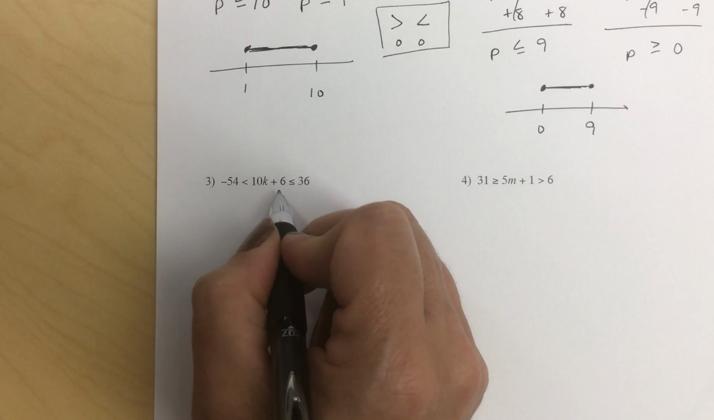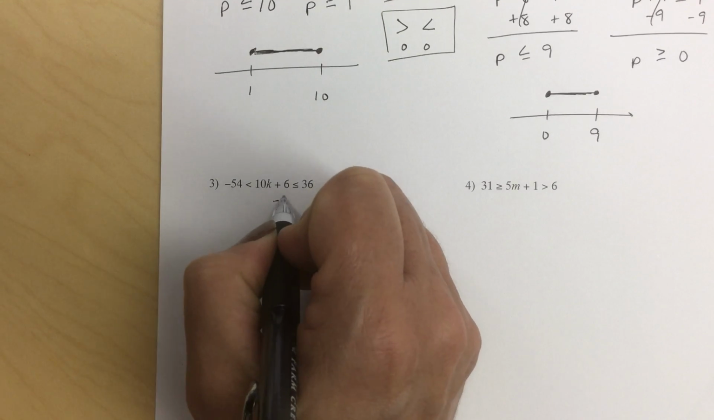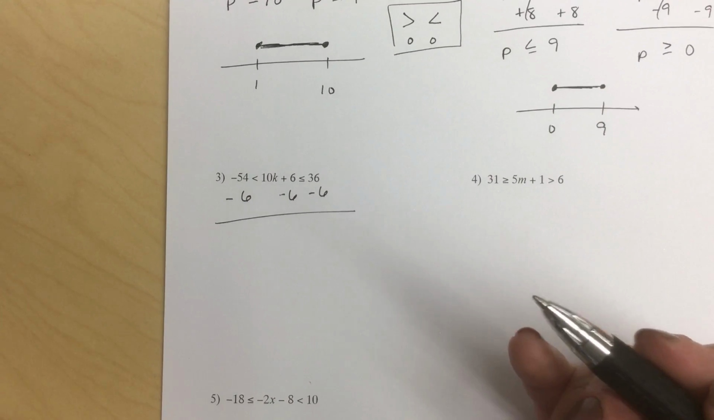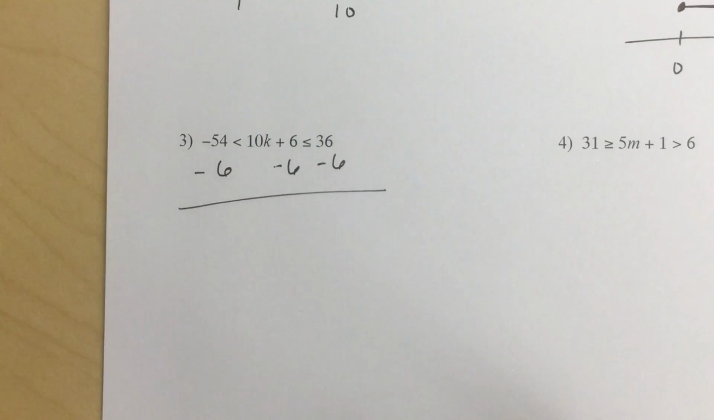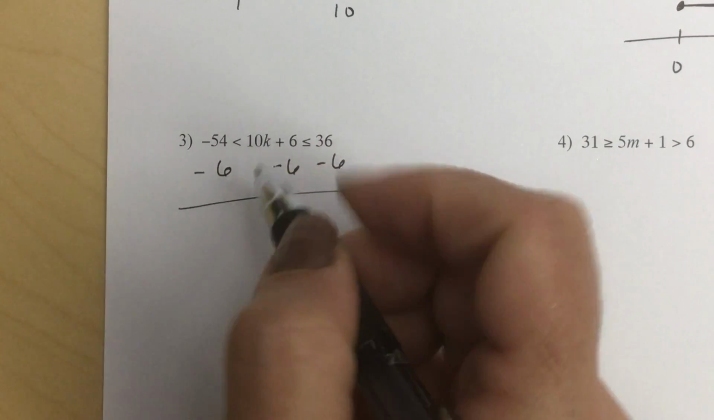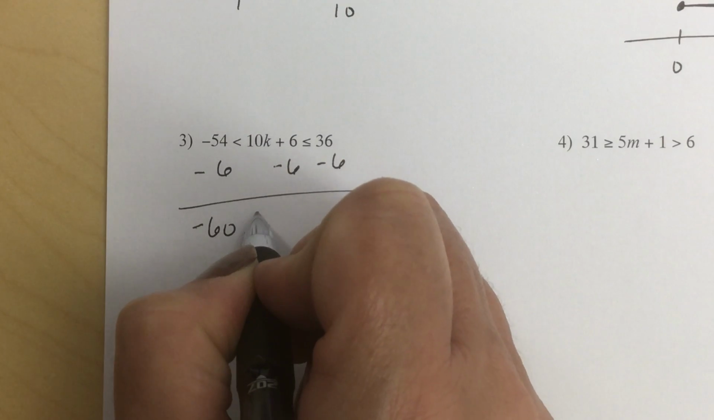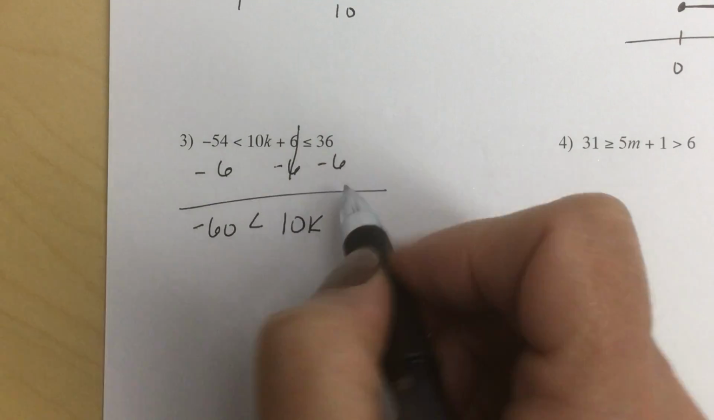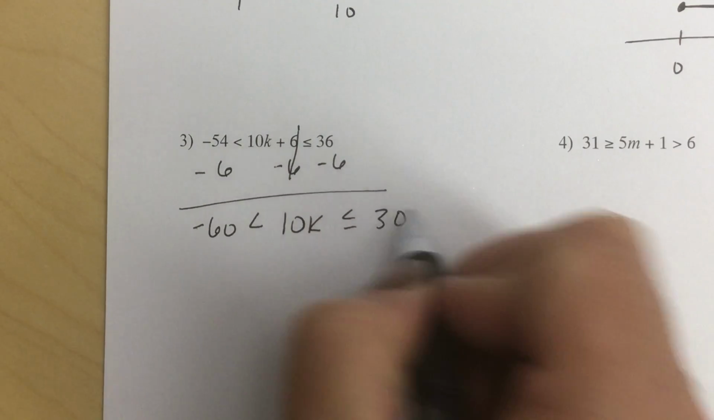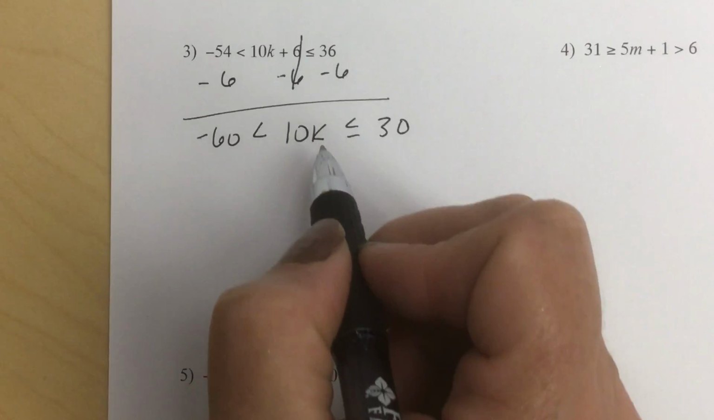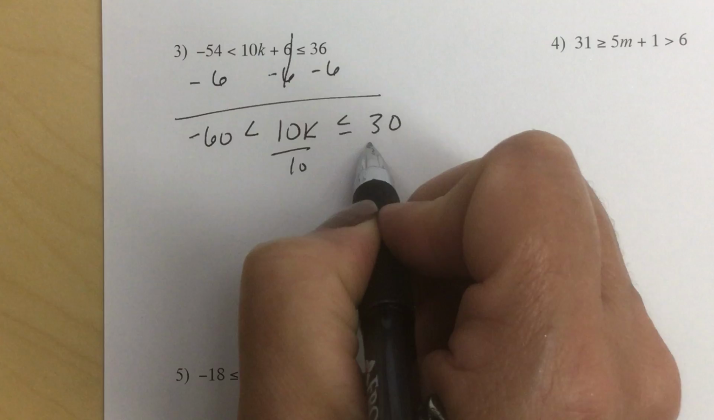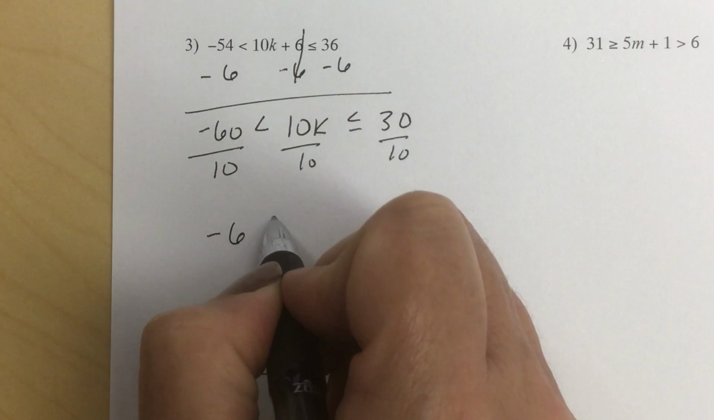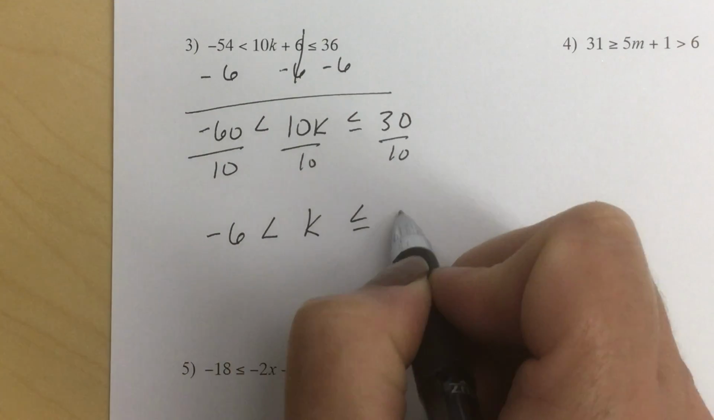So you focus on the middle and you get your letter alone. So I'm going to subtract 6, but I have to subtract it from all three sides because I have three sides on this problem. I have a middle, a left, and a right. So negative 54 minus 6 is negative 60. Bring down your less than. So I have 10k. Bring down your less than or equal to, and then 36 minus 6 is 30. Now look back at your middle. You're trying to get your letter alone. I need to divide everything by 10 in order to get my k alone. So this gives me negative 6 is less than k, which is less than or equal to 3.